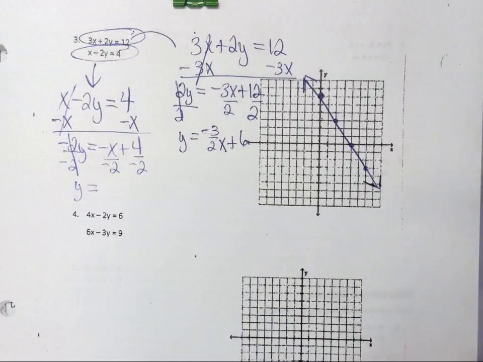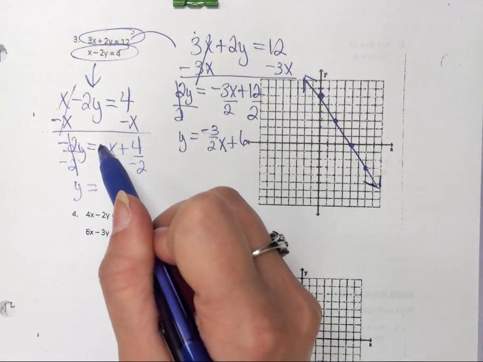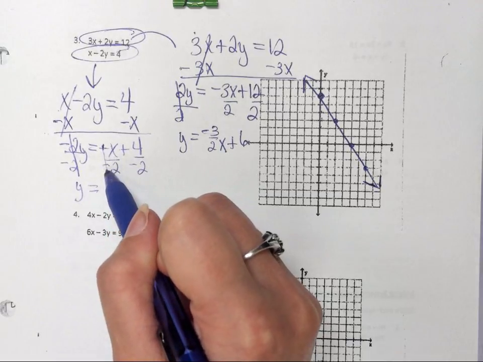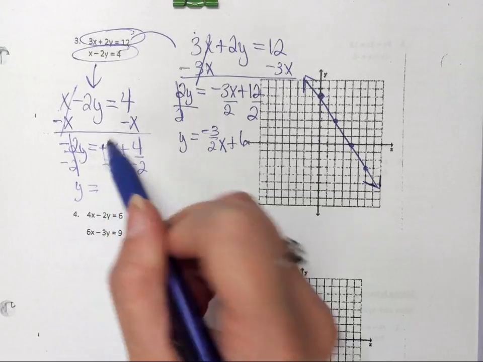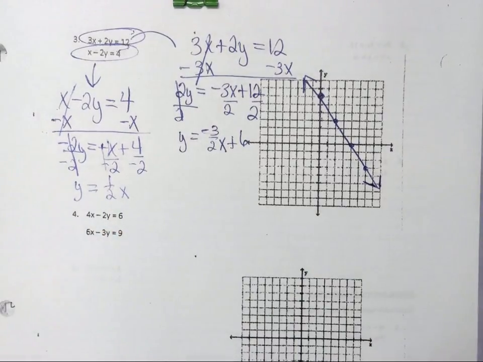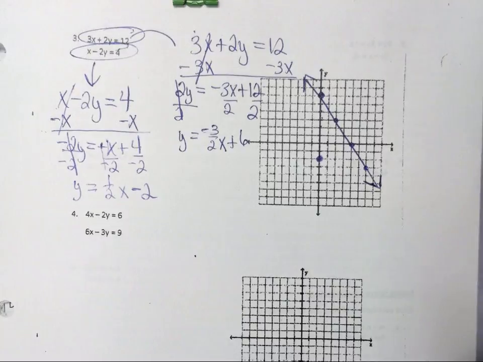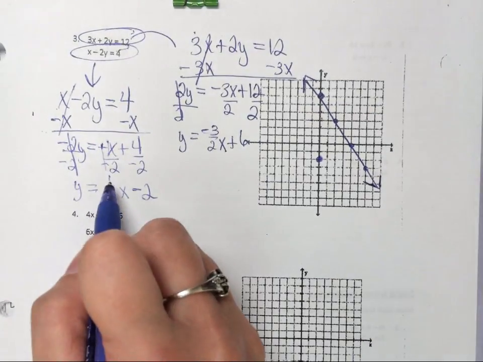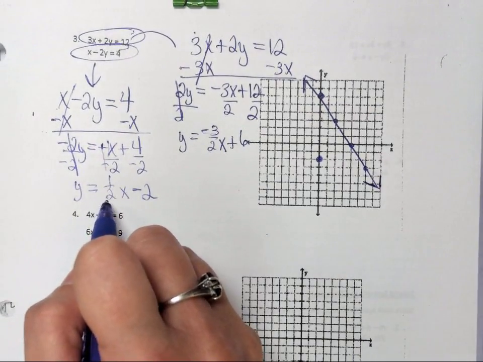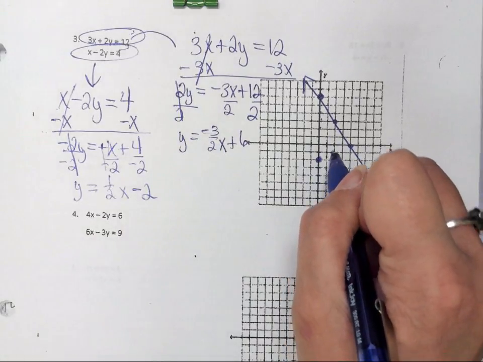So y equals, what happens to these negatives? They cancel out, become positive, and this is 1 over 2x, so 1/2 x. And then what's 4 divided by negative 2? Negative 2, there you go. So b is negative 2, so I'm going to go down 2. Alright, what's this 1 coming to do? Up 1, and this 2? Which way? Right, there you go.